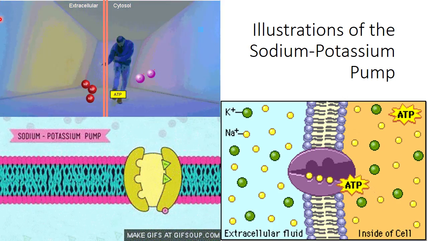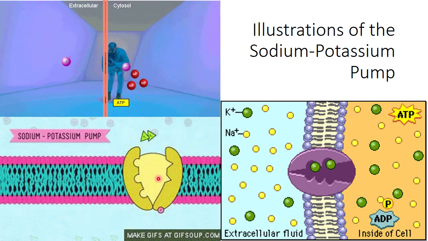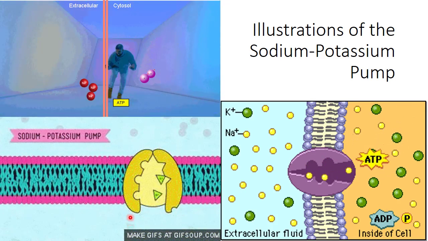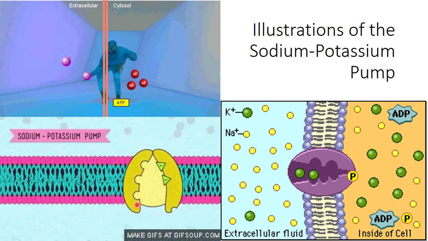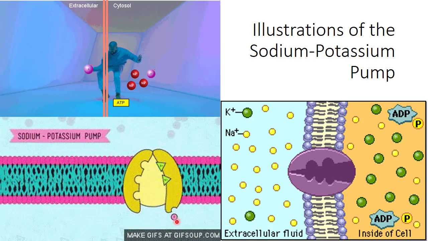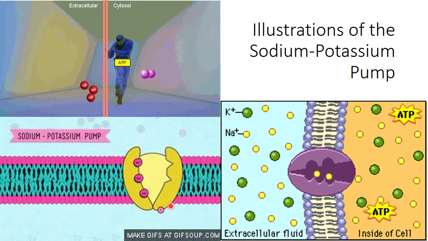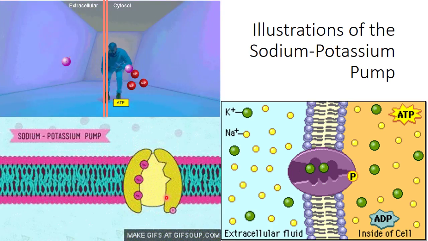Here are 3 different GIFs to show you. I don't know which one will work best for you. This is the one that's most obvious to the picture. But as you can see here, it attaches, the phosphate attaches, the phosphate releases when the potassium attaches.